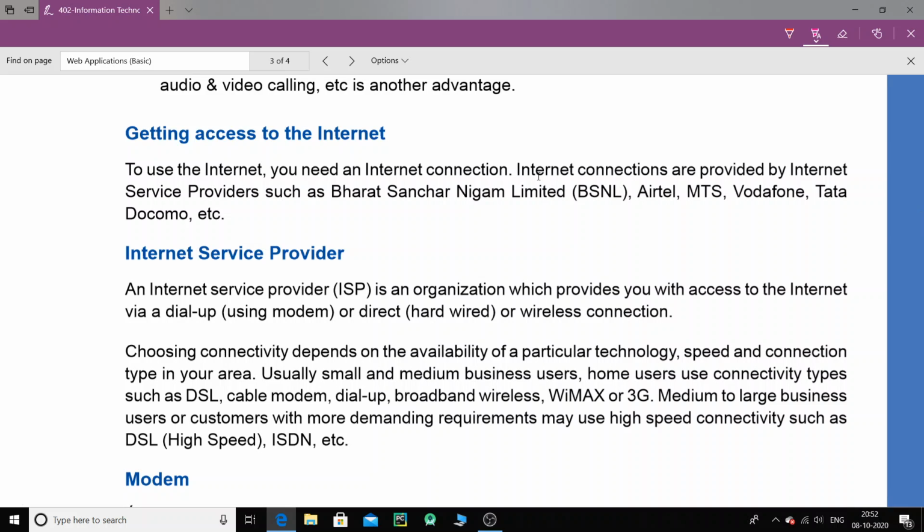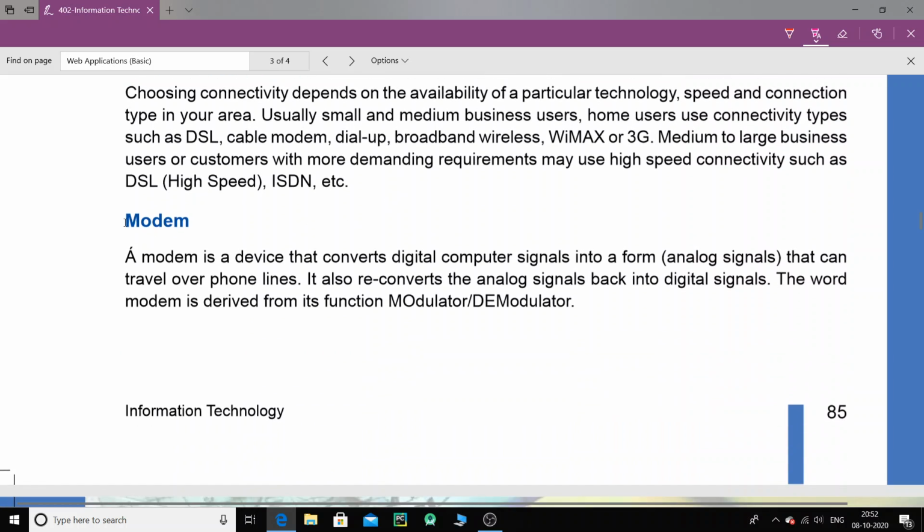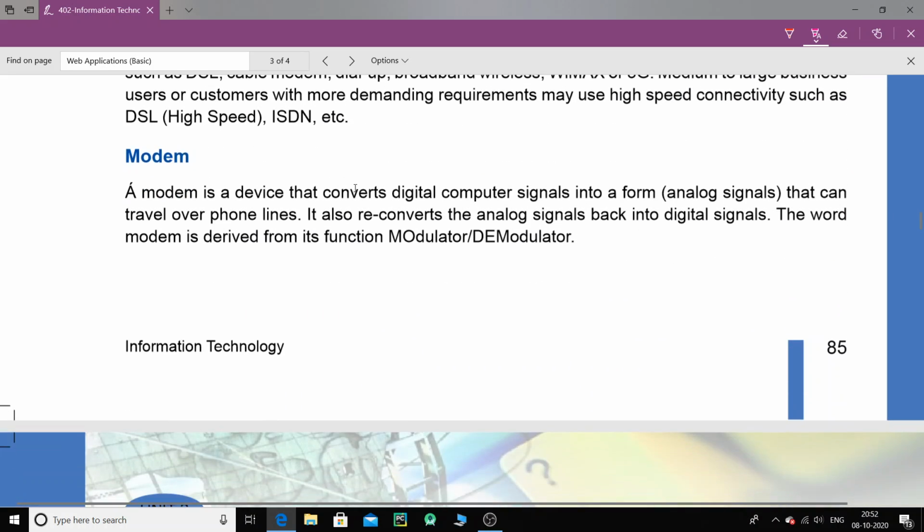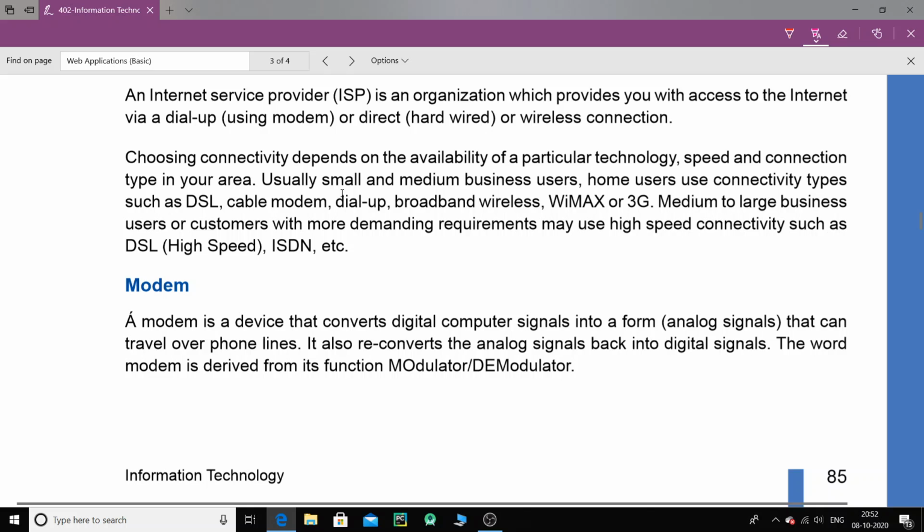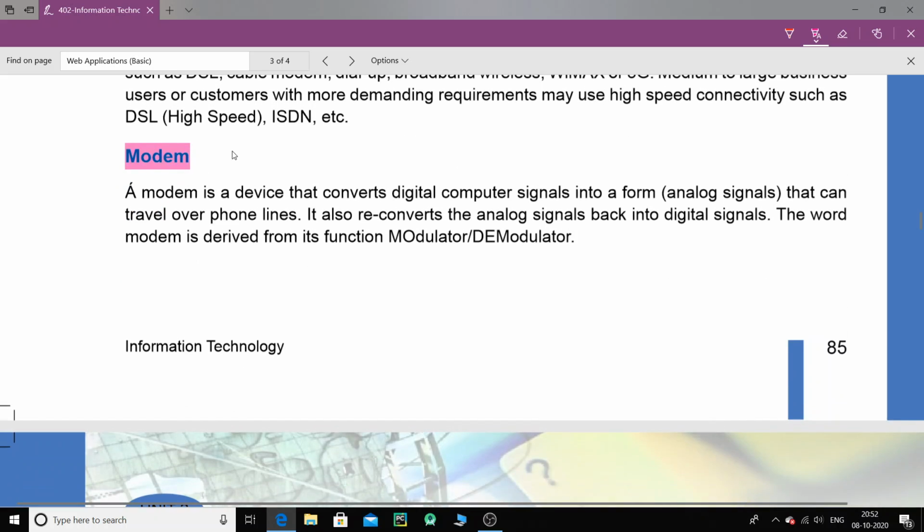We require an ISP, that is, internet service providers like BSNL, Airtel, we have Jio now, right? Then we will talk about the modem. What is a modem? It is a modulator and demodulator. There is even a video on this. So basically to get connected to the internet we require a modem.